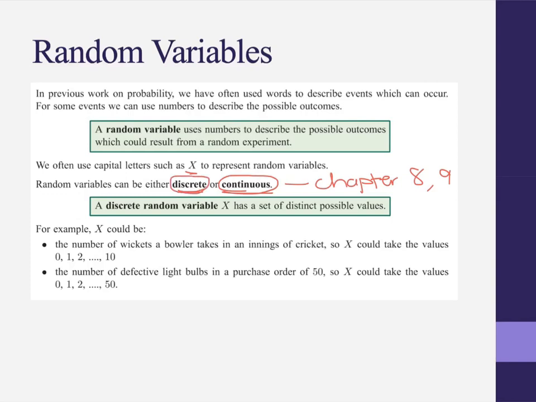So a discrete random variable X has a set of distinct possible values. So for example, X could be the number of wickets a bowler takes in an innings of cricket. So X could take the values 0 up to 10. The number of defective light bulbs in a purchase order of 50. So X could take the values from 0 to 50. So it's something that can be counted, not measured. Like what we just discussed in the previous video about the difference between discrete and continuous numerical data.